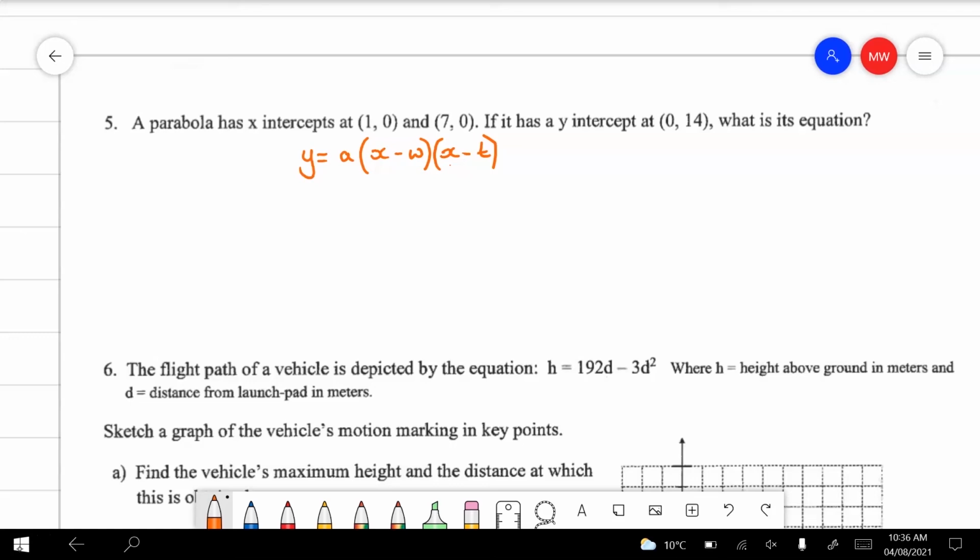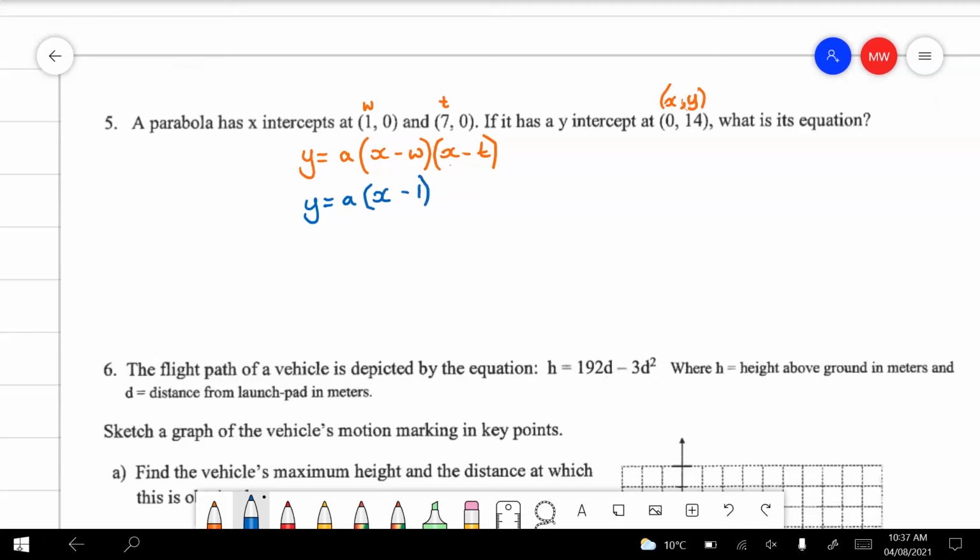The little negative symbols in there are just to help you remember that you have to reverse the x values, okay? So this will become our w value, this will become our t value, and our y-intercept we'll just use as a random xy coordinate that we substitute in to solve for a, just like we did with the turning point. So first of all, we'll sub in our w and t's. Still don't know what a is.